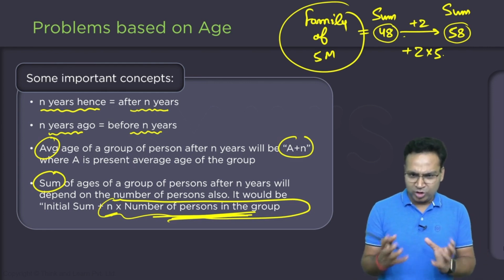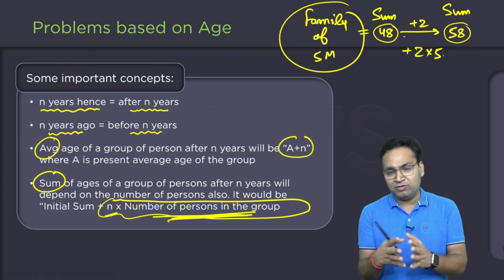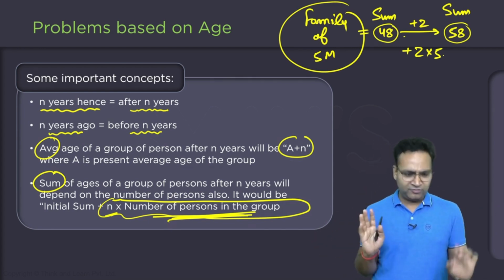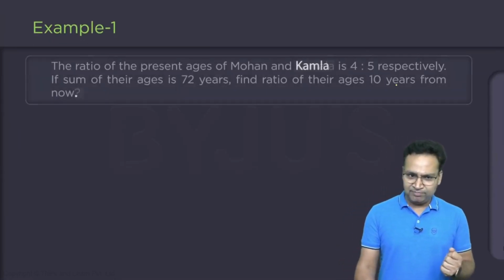If you talk about the concepts that are required in problems on ages, apart from the methods or tricks we already know, these are a few concepts we have already seen. Let's look at some examples, guys.